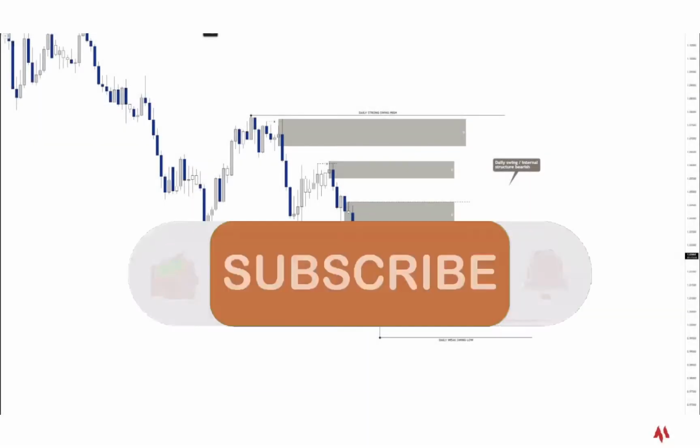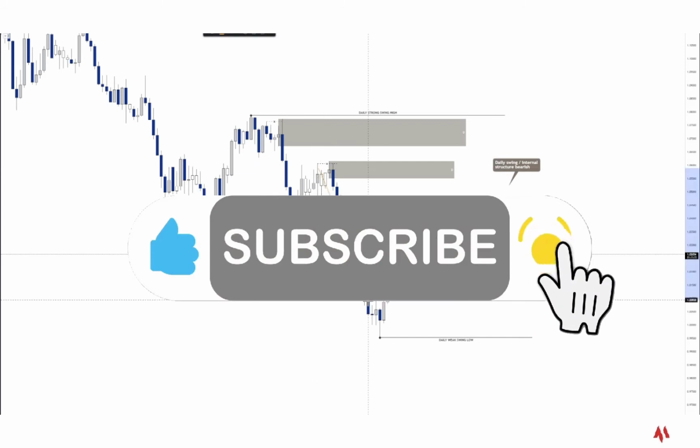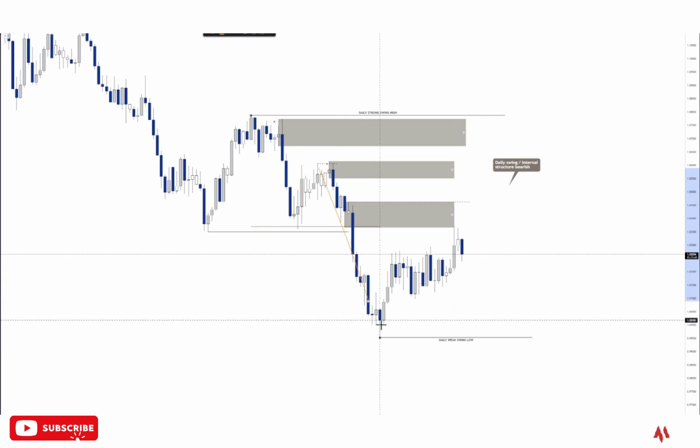A quick recap on the daily time frame. Daily swing and internal structure is bearish, and after a bust we expect a pullback on that time frame. How do we know the bearish run is over and daily wants to pull back? We wait for the first sign of strength, which is a daily change of character, which is this high we have over here.